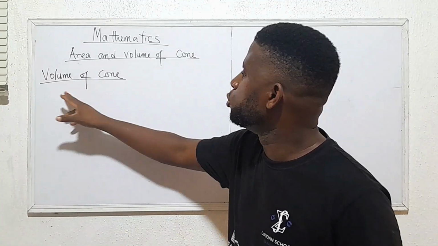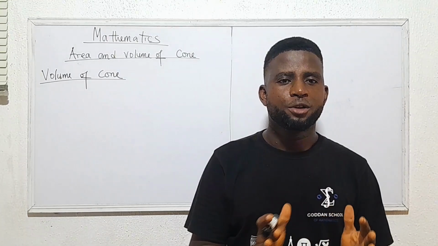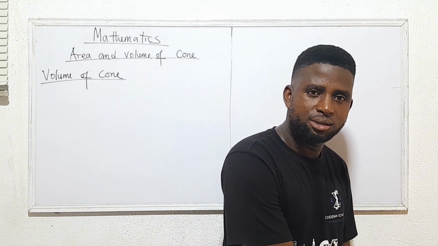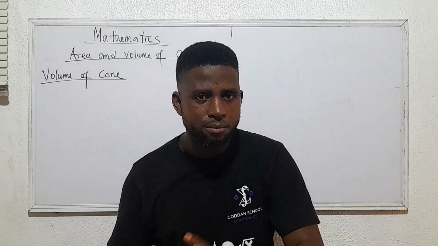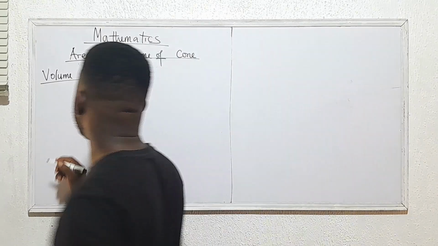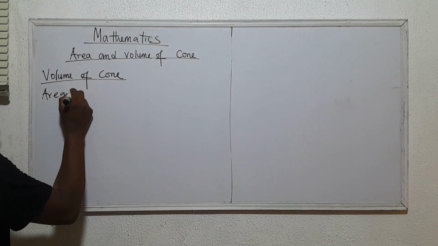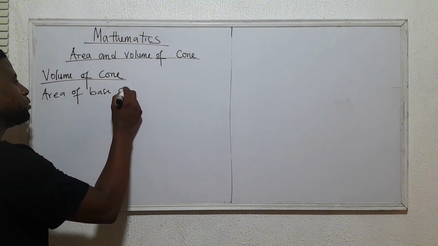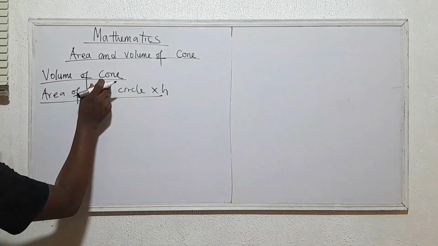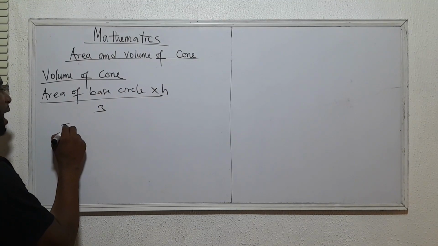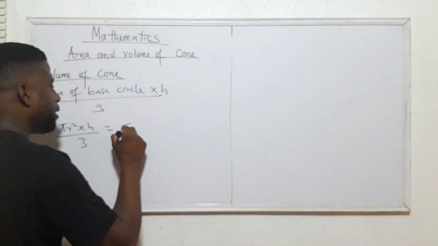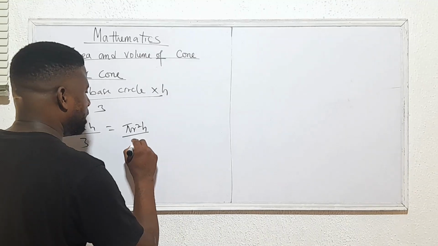Now, volume of a cone. We know the volume of a cylinder is the area of its base circular surface times its height. The volume of the cone is also the area of the base circle times height, but then divided by 3. The area of the base circle is pi R squared, then times h divided by 3, which gives us pi R squared h over 3.